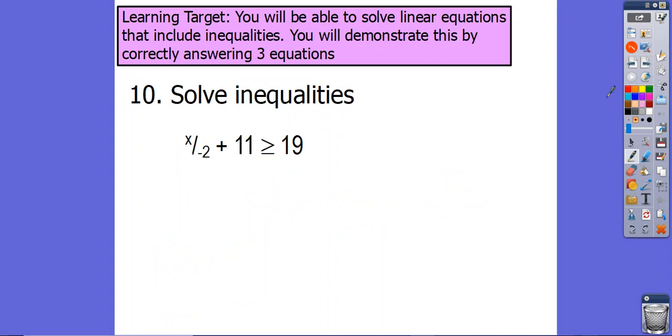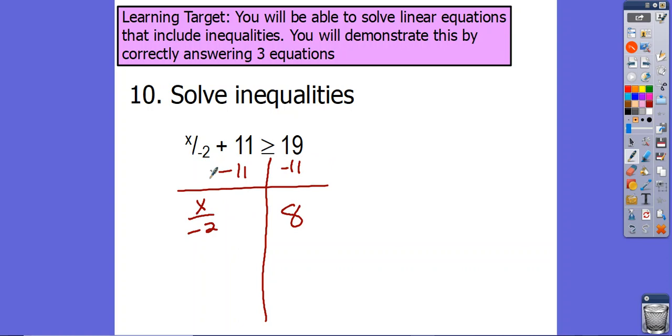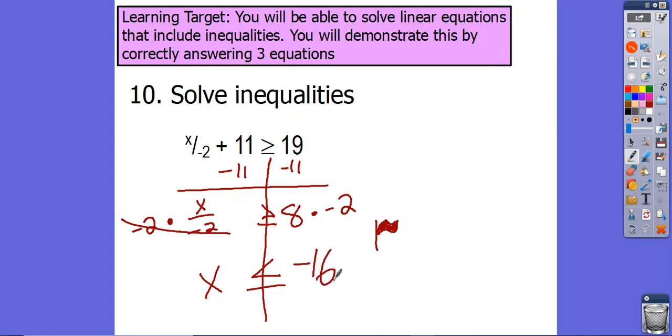Question 10, solving inequalities. We're going to solve them just as if they were equal signs. So the opposite of adding 11 would be minusing 11. 19 minus 11 is 8. This is divided by -2, so I'm going to do the opposite and multiply by -2. Oh, but that is one of our red flags. When we multiply or divide by a negative, we need to flip the inequality. So right now it was greater than or equal to, but it is now flipping to less than or equal to. These -2's cancel out, leaving the x. And over here, 8 times -2 is -16.